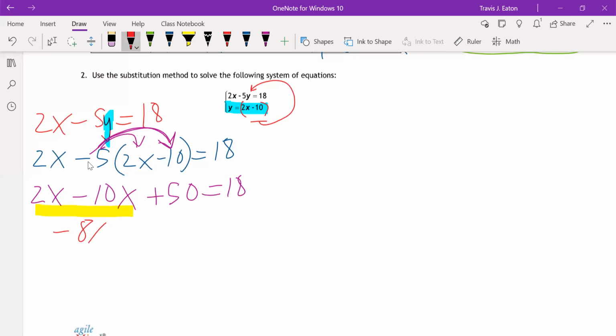Oh, come on, draw the x. There we go. Plus 50 equals 18.